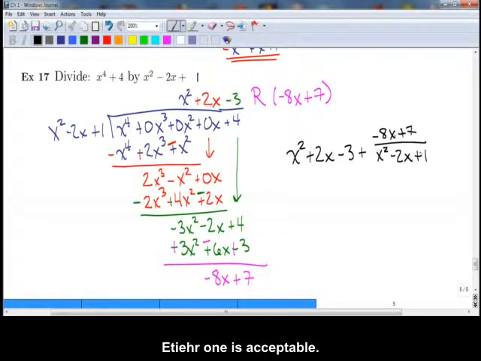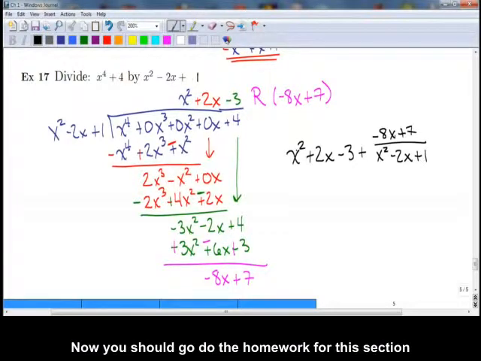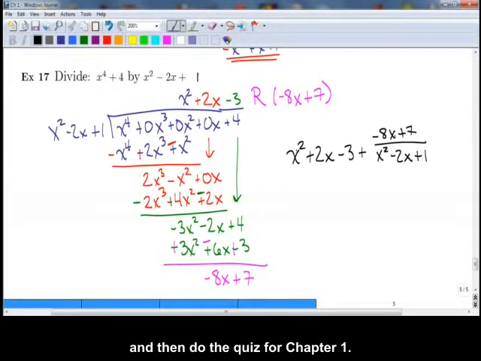Either one is acceptable. So this is the conclusion for the video for 1.9. Now you should go do the homework for this section and then do the quiz for chapter 1.